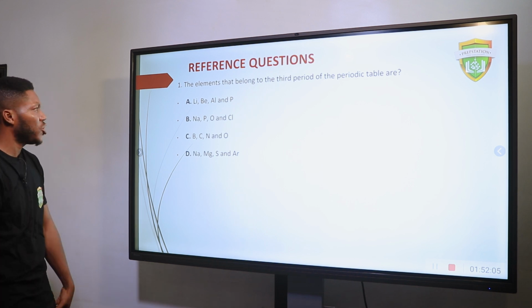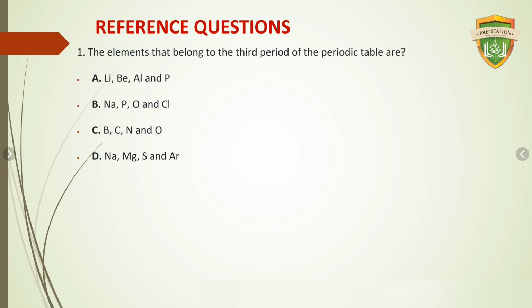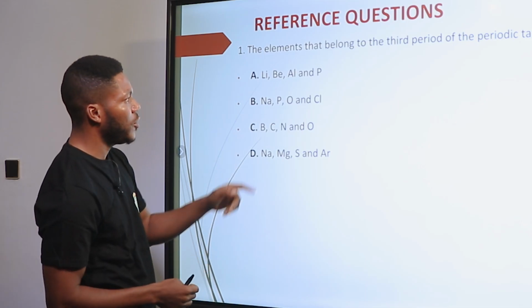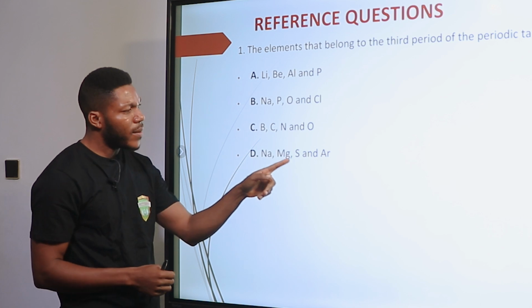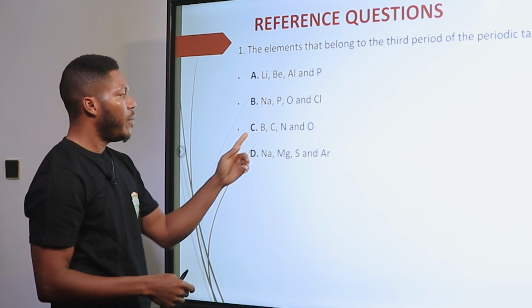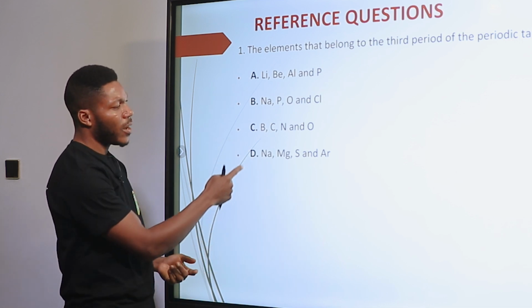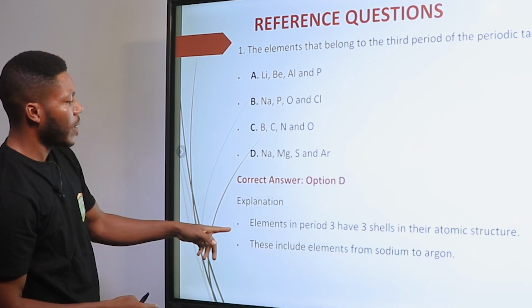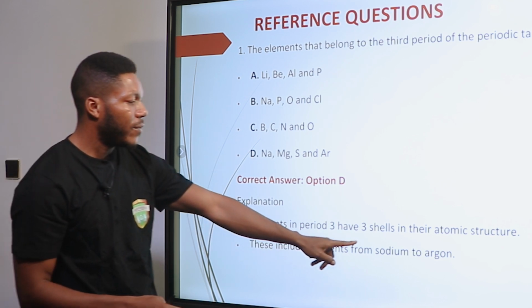Now let's look at some questions that have to do with the periodic table. The first one says, the elements that belong to the third period of the periodic table are, don't forget, third period. Which one do you think belongs to the third period? Of course, the answer is D, because this is sodium. After sodium, we have magnesium, sulfur, and argon. Lithium is period 2. Boron is period 2. So the correct answer there is D. Elements in period 3 have 3 shells.